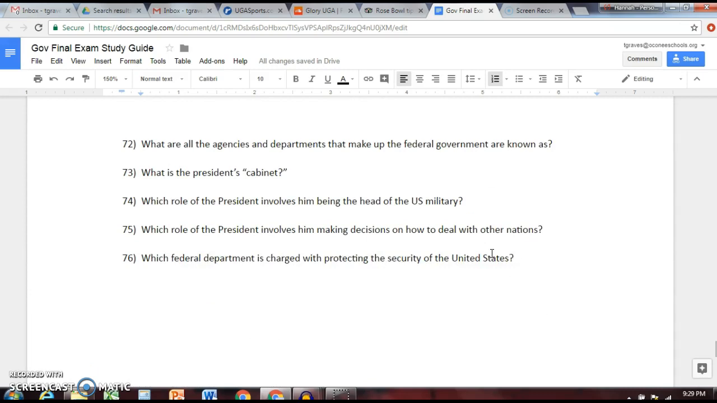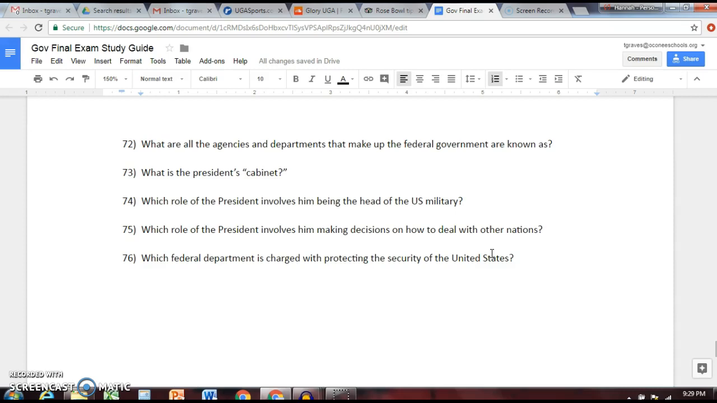72, all the agencies and departments that make up the federal government are known as the bureaucracy. The executive branch is the largest branch, and there's a giant bureaucracy there. The president's cabinet is his closest group of advisors. They are the heads of the major departments of the executive branch, like the Department of Defense and Justice Department, so on and so forth.